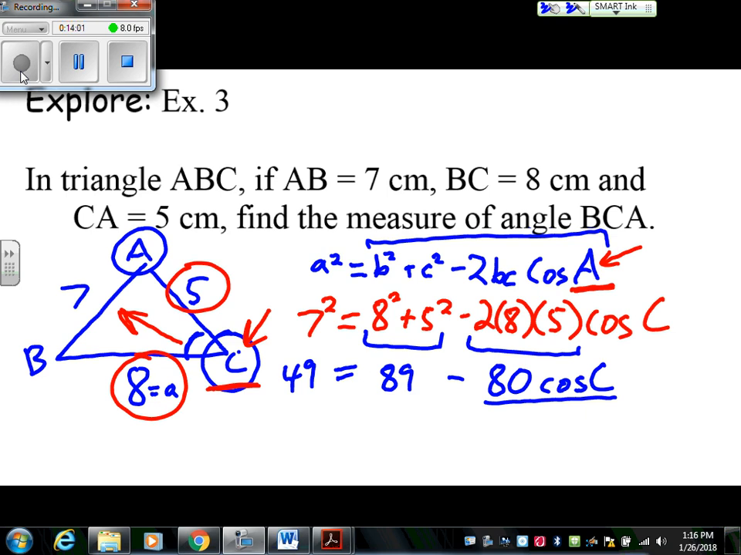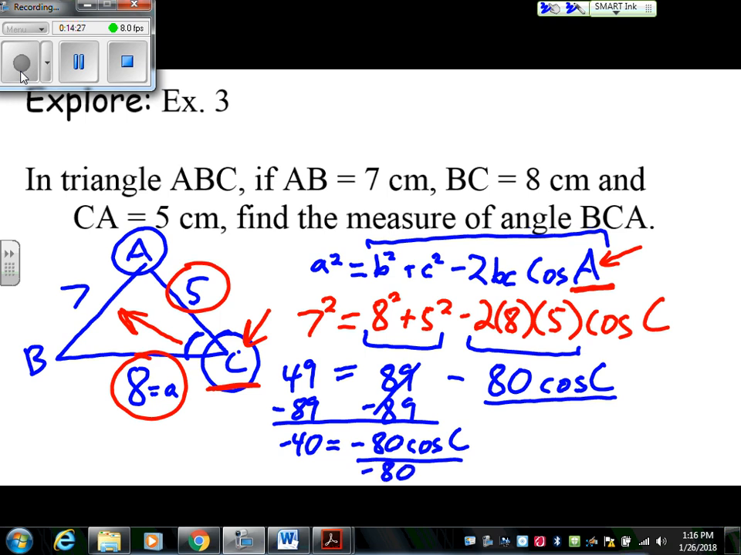So I'm going to get rid of this 89 from both sides. These will cancel out, and then I end up with negative 40 on the left side of my equation. Now, negative 40, what's left on the right side? Negative 80. Do not lose that negative sign. And then we still have 2 steps left. The first step is, let's get rid of this negative 80. So I have negative 80 that was multiplying the cosine of C. When I divide it, these cancel out, and negative 40 divided by negative 80 becomes 1/2, or 0.5.